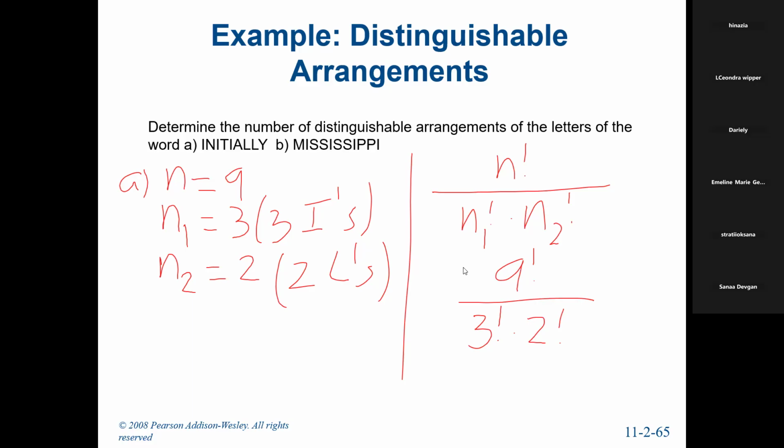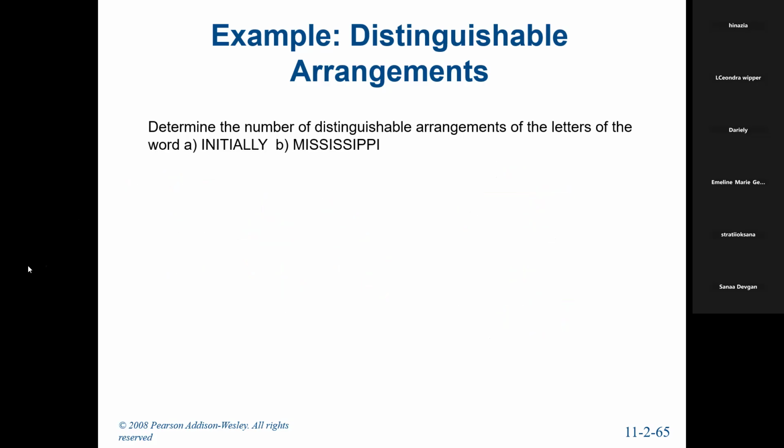Is this clear? Yes. Let me show you the solution now, because you have an idea here. Why is n 9? Because you got 9 letters in the word initially. Why is n1 3? Because you got 3 I's. Why is N2 2? Because you got 2 L's. Okay? So let me show you the solution here.